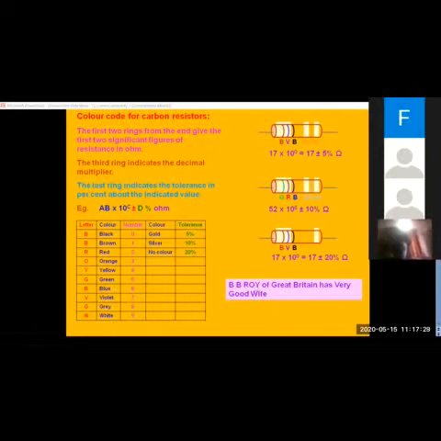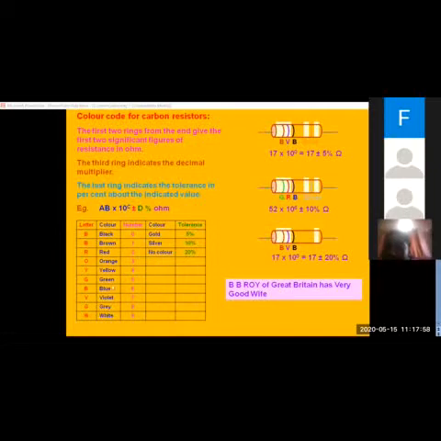In B.B. ROY G.B.V.G.W, whichever letters are in capital should indicate a color. So the first color will be black. The second B will be brown. R will be red. O will be orange. Y will be yellow. The next capital letter here is G, so that is green. Here you have blue. The next capital letter is B, which is violet, then gray, and white. So you can write down these colors like this.